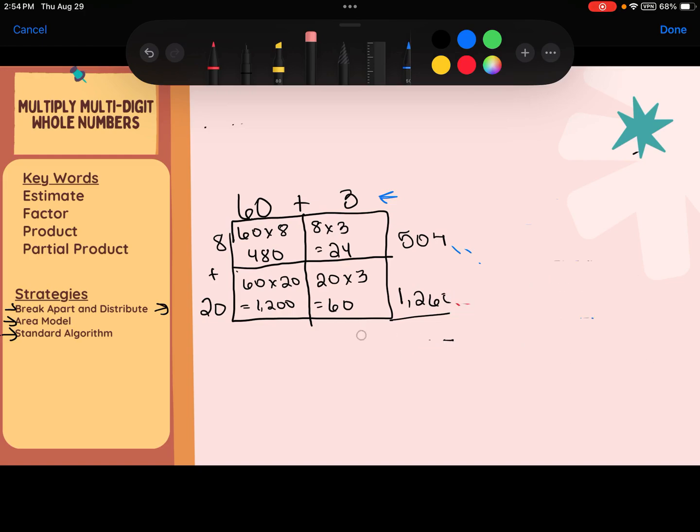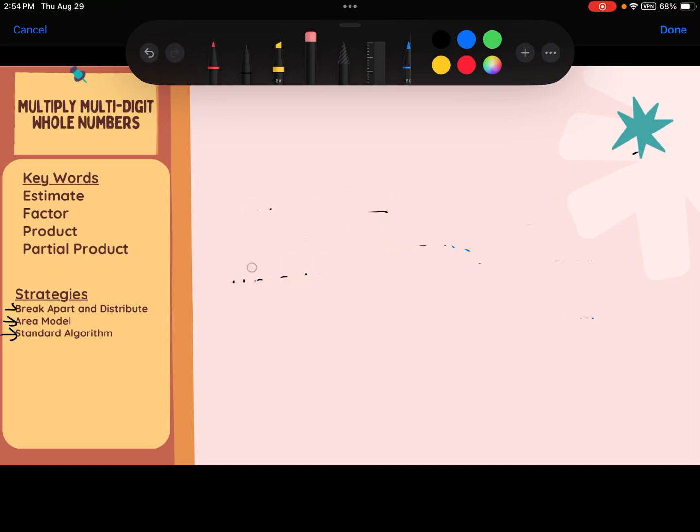Let's say we have the number 427 times 53. Students are going to want to do the same thing. We talk about right to left. So 3 times 7, 21. 3 times 2 is 6, plus 2 is 8. 3 times 4 is, in fact, 12.